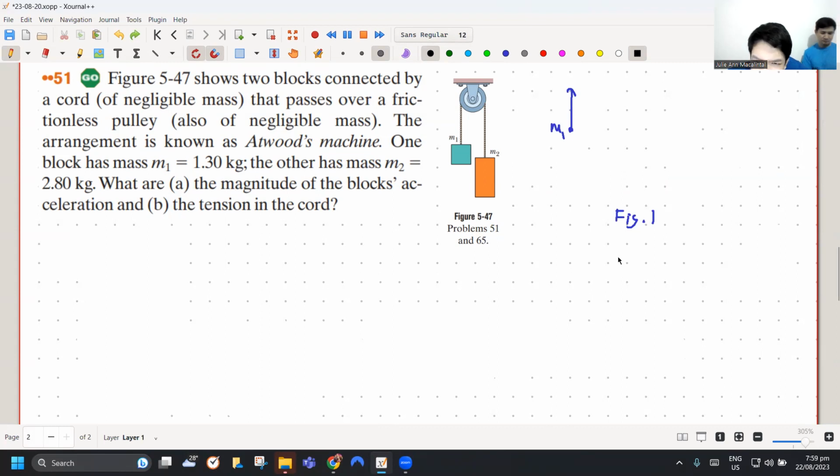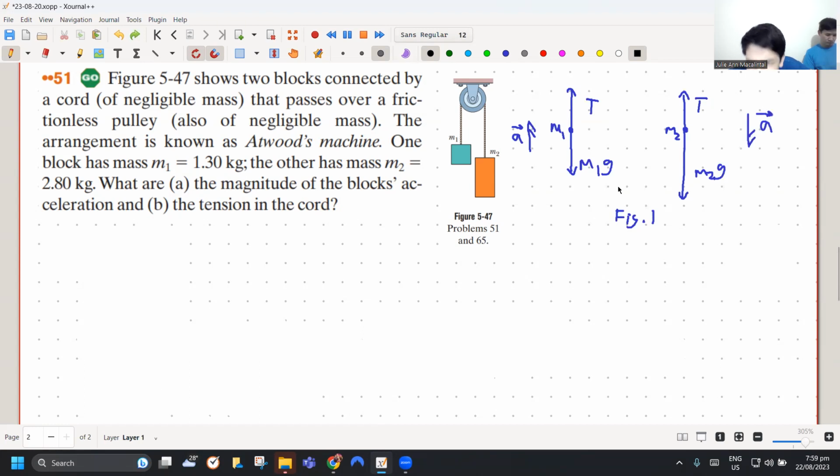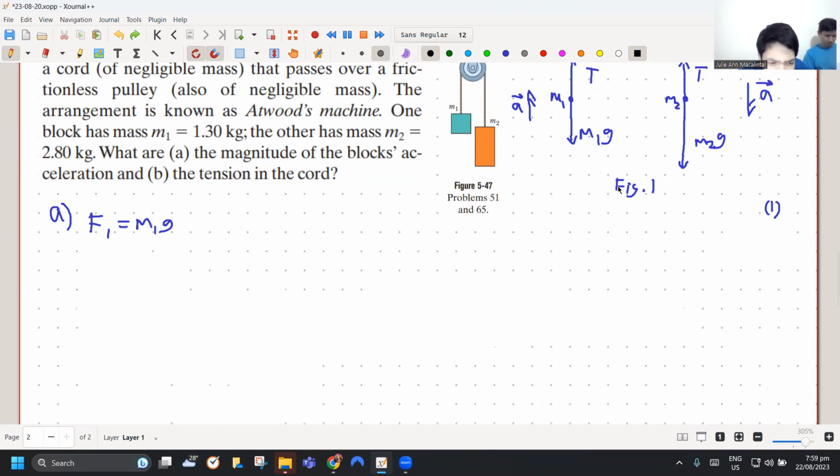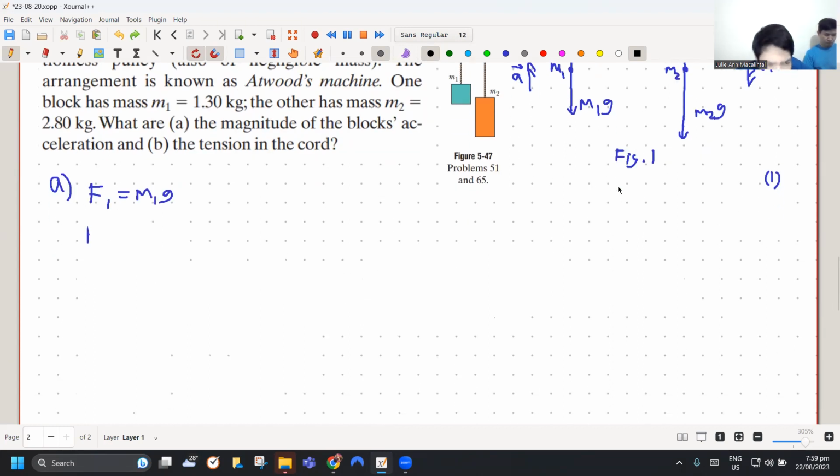So there's the first tension force, and of course it's accelerating upward because it's much less massive. So the other one will fall down, and this smaller mass will go up. So that's the gravitational force. And then for the second mass, we also have tension, and we have the second gravitational force, and of course it's accelerating downwards. So now for A, using Newton's second law, we can say that F1 is equal to m1g, of course, and F2 is equal to m2g.